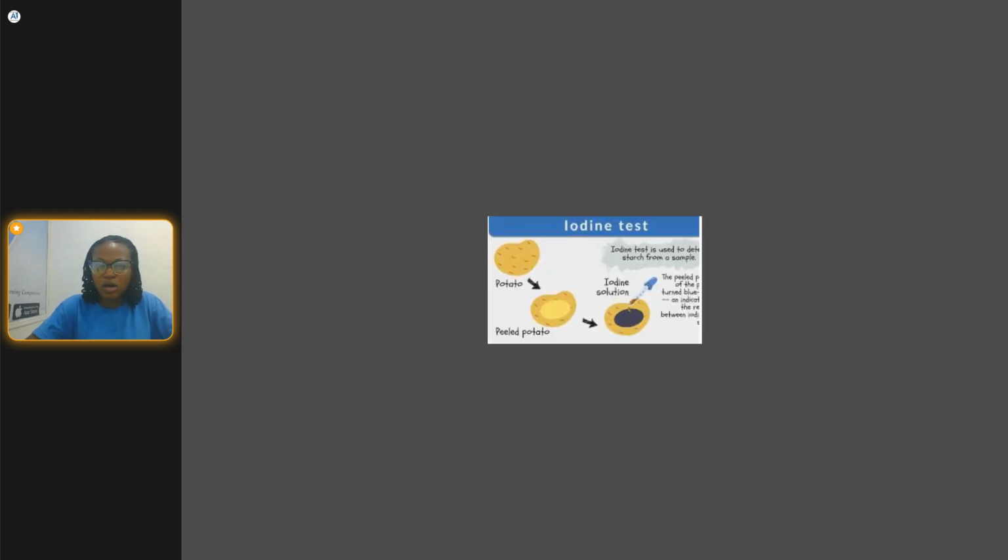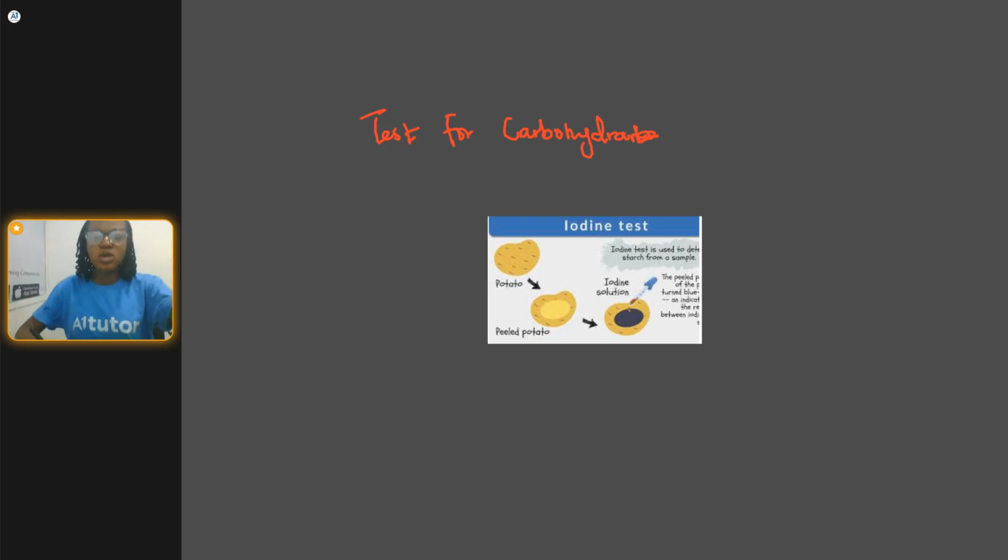I'll be starting with carbohydrates. I hope you can see what is on the board. This is how to test for carbohydrates. You can make use of iodine solution, so that's why we call it the iodine test. So we can test our carbohydrates using the iodine test.